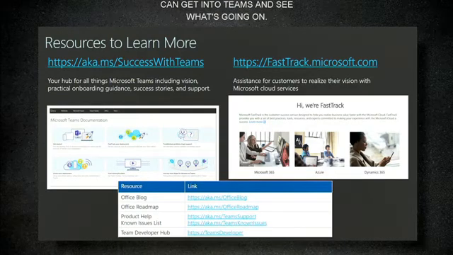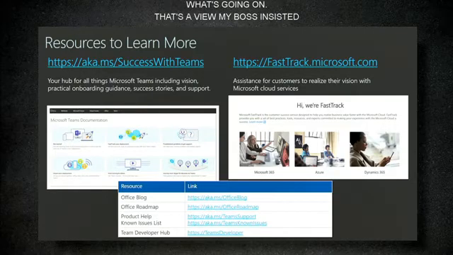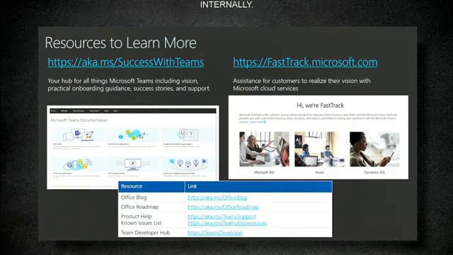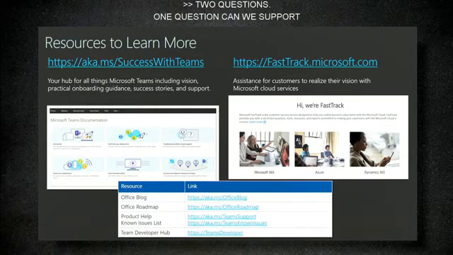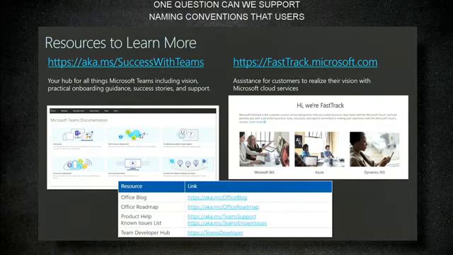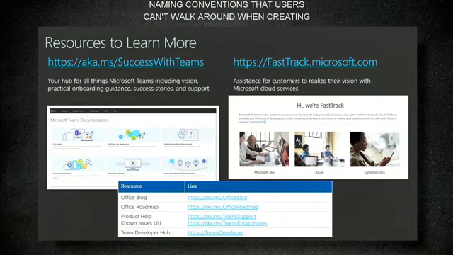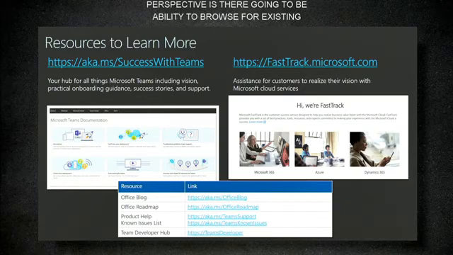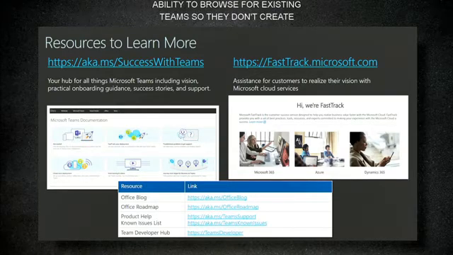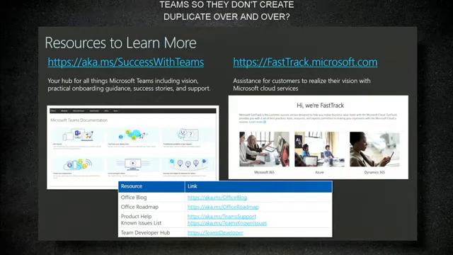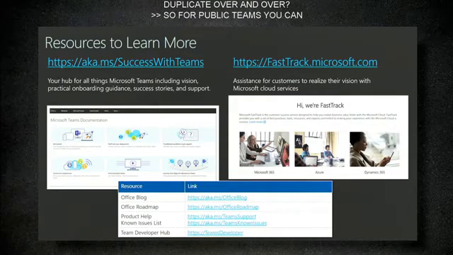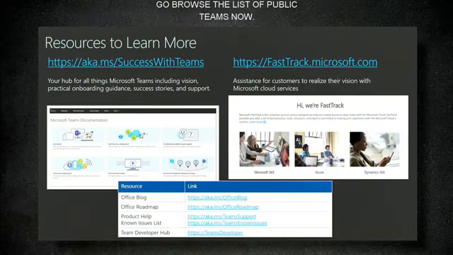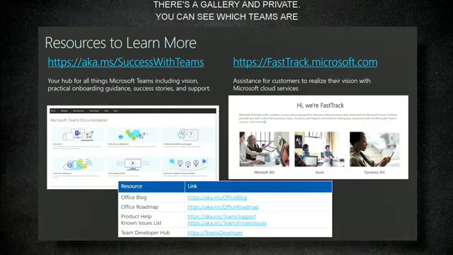Yeah, 2 questions from an administrative point of view. One would be, can we now support naming conventions that users can't walk around when creating a team? And from a user perspective, is there going to be the ability to browse for existing teams so they don't create duplicates over and over? So for public teams, you actually can browse the list of public teams now. There's a gallery that you can go in, and private. So you can see which teams are available to join, and that's one of the reasons we did it, to try and keep people from creating teams that didn't need to exist.